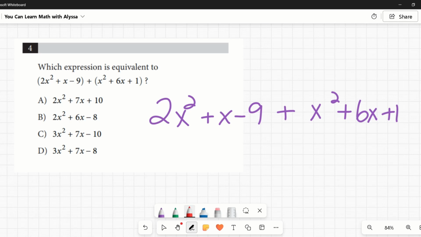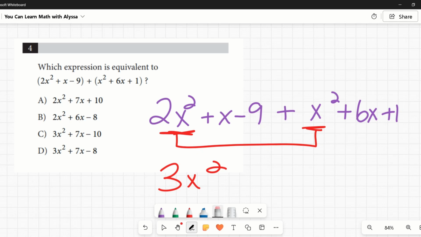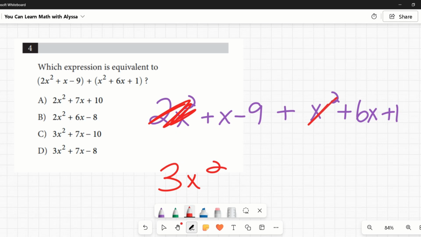Like terms must have the exact same variables, and those variables must have the exact same exponents. So here we have an x squared. Are there any other x squareds? Yep, there's one. Those two are like terms. If I have two x squareds and I add another x squared, then I have 3 x squareds. And once I've added them together, I like to cross them out so I don't worry about adding them twice.